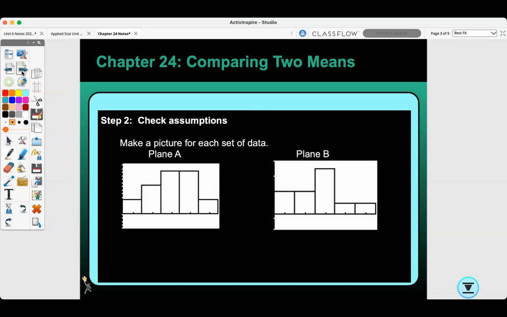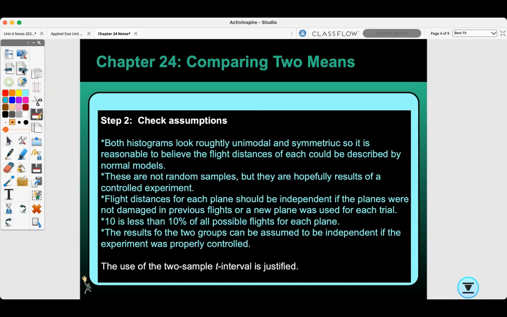Step two is we need to check the assumptions. Make a picture for each set of data. I decided to use a histogram, but you can also use a normal probability plot for these data. Talk about the pictures. Both histograms look roughly unimodal and symmetric, so it is reasonable to believe that the flight distances of each could be described by normal models.